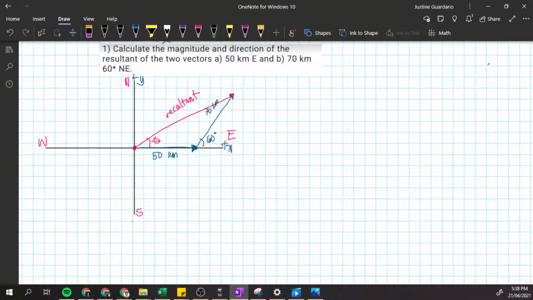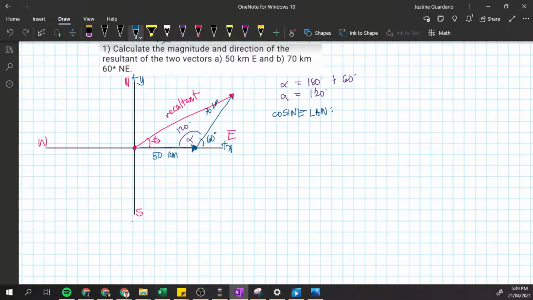So, hahanapin natin yung supplementary angle ni 60 degrees. In order for us to find alpha, alpha is equal to 180 degrees minus 60 degrees. Okay? Therefore, alpha is equal to 120 degrees. Meron na tayo ditong 120 degrees. If we are familiar with cosine law, magagamit natin si cosine law.